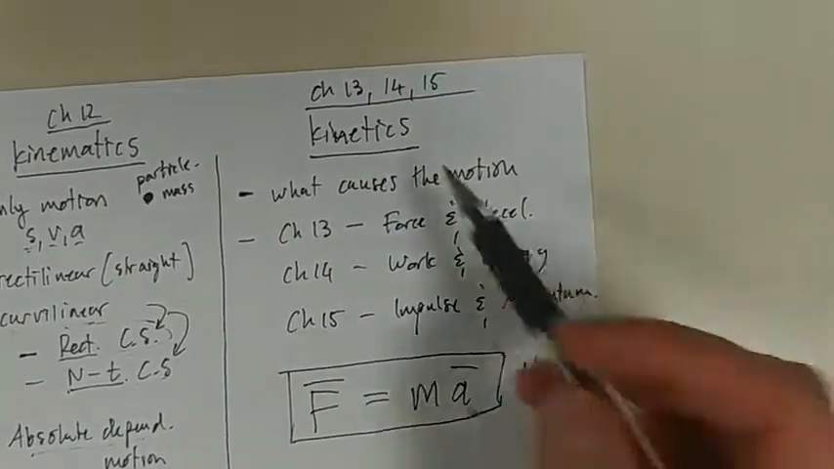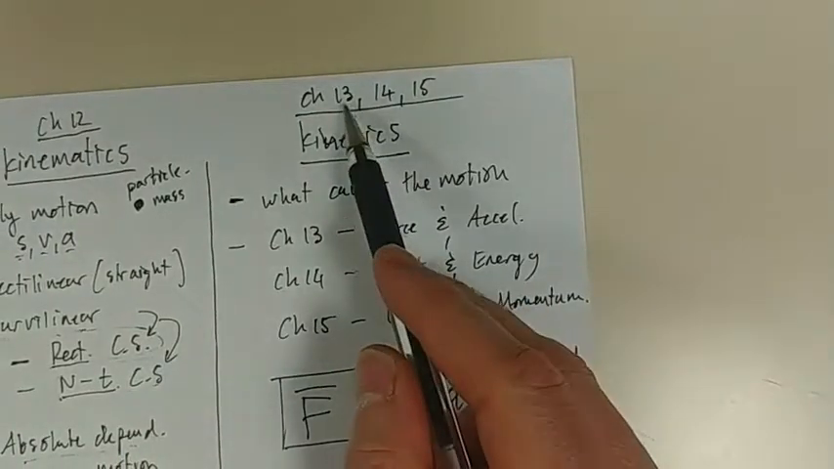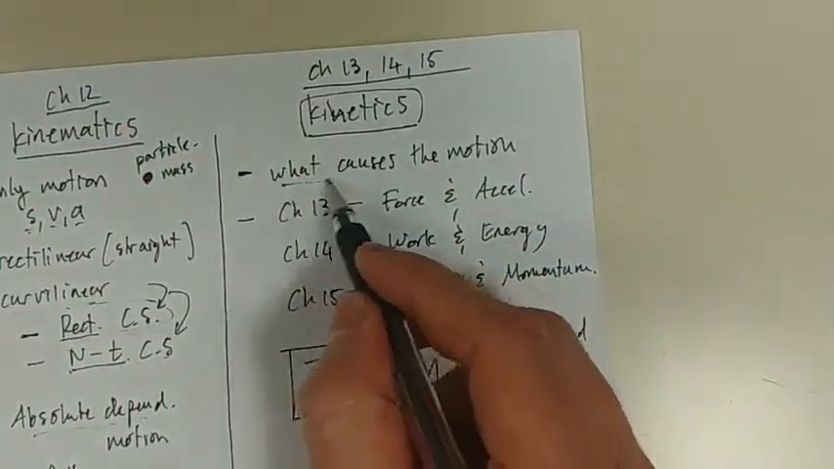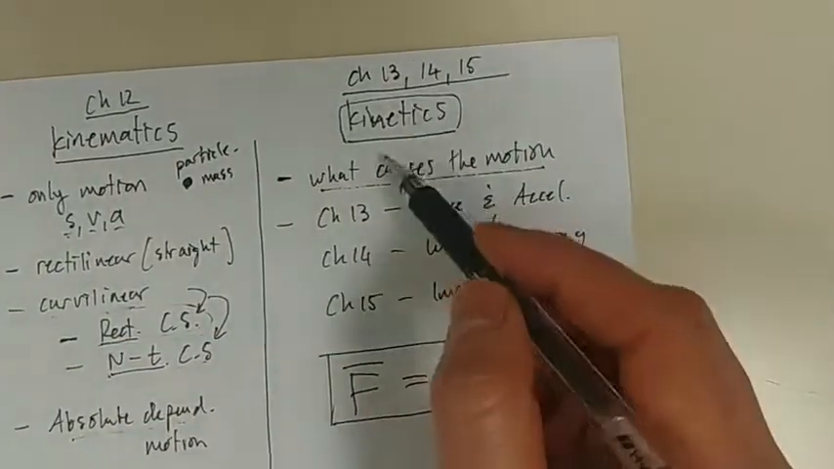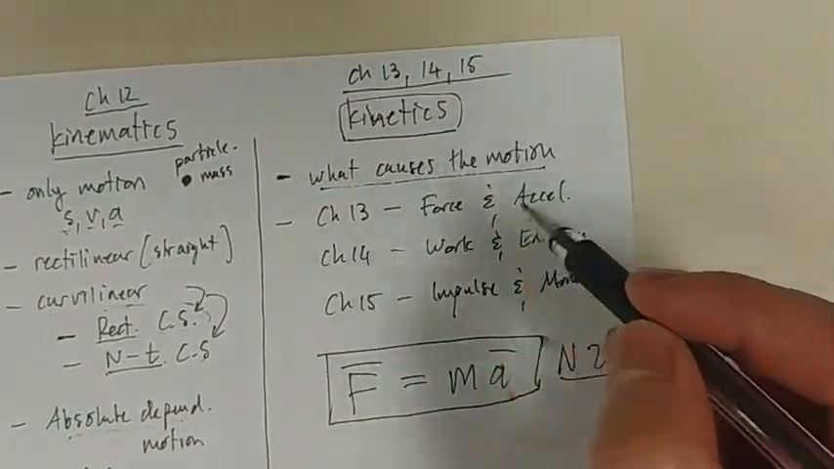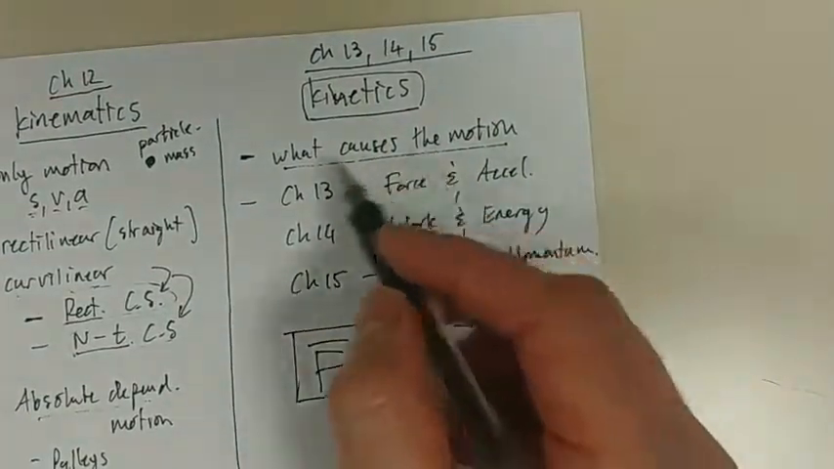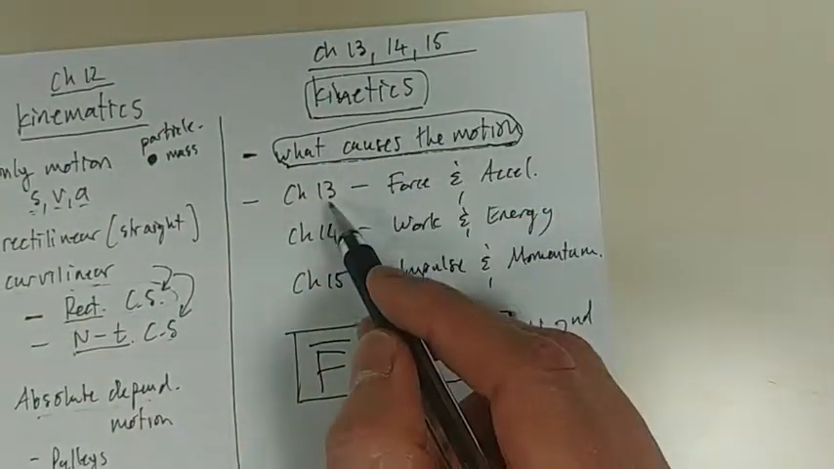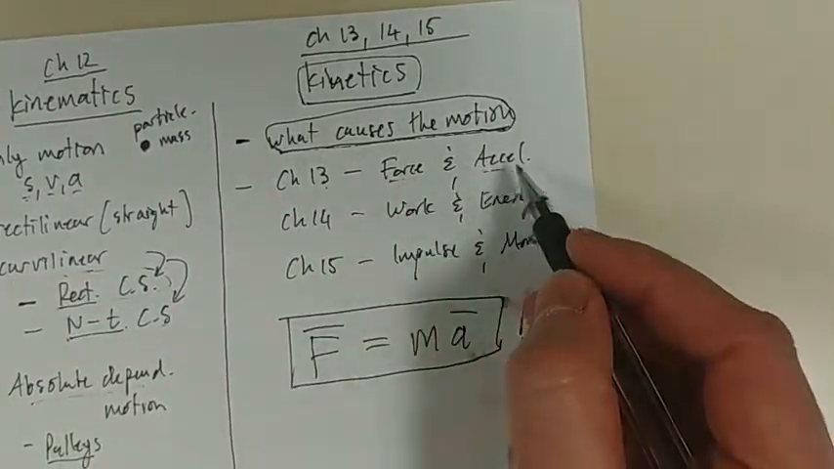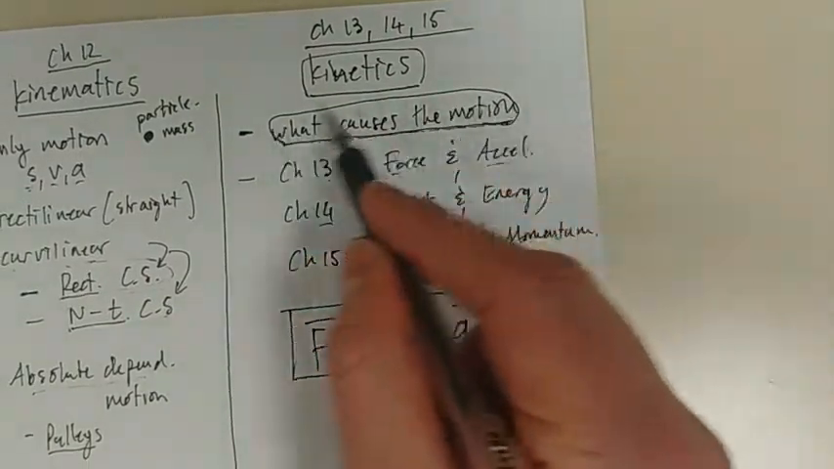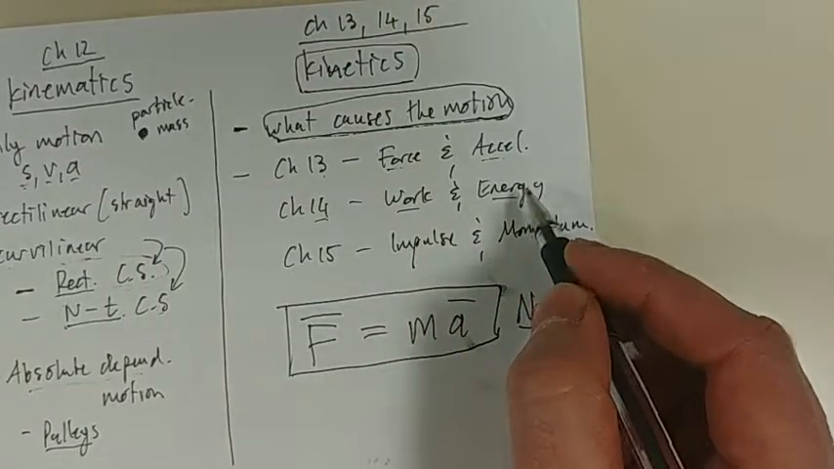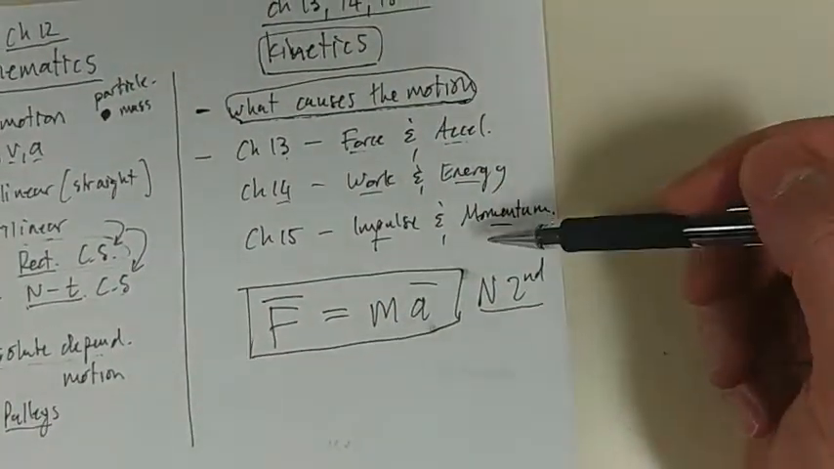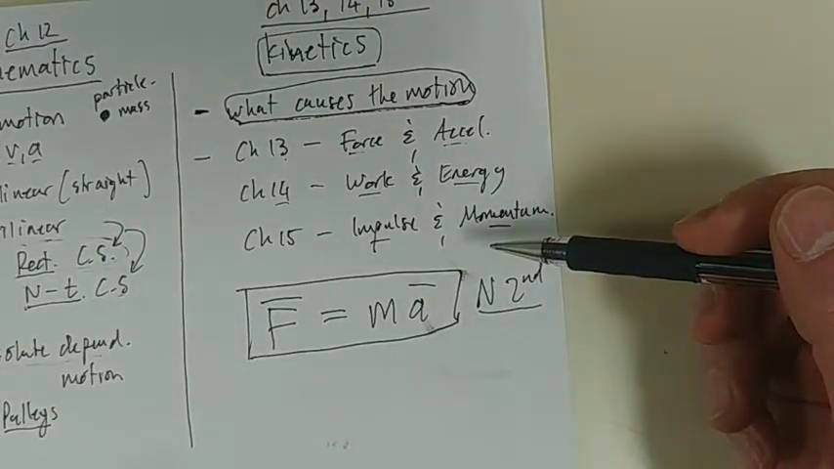Now let's quickly look at kinetics. Kinetics will now be covered in chapter 13, 14, and 15, okay? What is kinetics? Well, we will look at what causes the motion. With kinematics, we only looked at the motion, but now in kinetics, we are actually looking at the forces that cause the motion, all right? So in chapter 13, this is the idea you need. What causes the motion? Well, in chapter 13, we analyze what causes it with respect to force and acceleration. In chapter 14, this idea will be seen with regards to work and energy. And in chapter 15, what's causing the motion? We're going to look at impulse and momentum. Okay, so don't worry about all this. I'm just trying to give you a bit of a bird's eye view of the matter of kinetics.